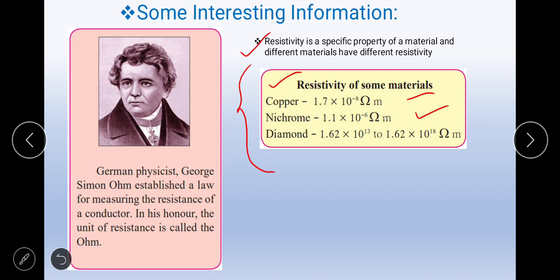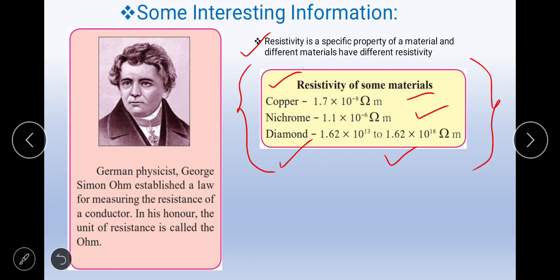Nichrome is 1.1 into 10 raised to minus 6 ohm meter. And for diamond, the resistivity is 1.62 into 10 raised to 13 ohm meter. It may extend up to 10 raised to 18 ohm meter. Okay, so these 3 resistivities, simply remember these 3 resistivities, because sometimes they are asked in questions.